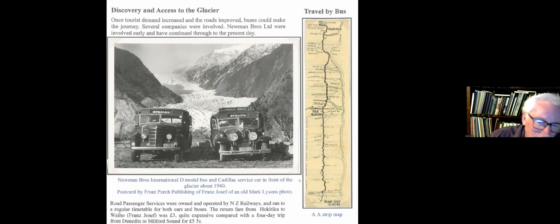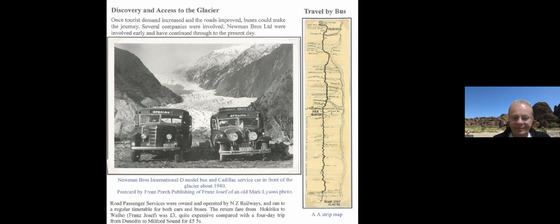Anyway, a return trip from Hokitika to Franz Josef was £3. That's quite a bit of money. You can see on the right-hand side, I've got a strip map there. These are produced by the Automobile Association back in the day, and they would show you the road, give you descriptions of the road in various places, and also things to see. So neither of these things would you have in a proper postcard exhibit.